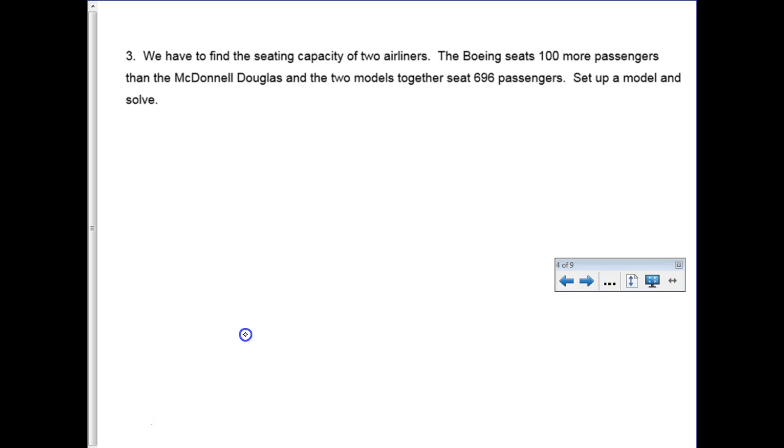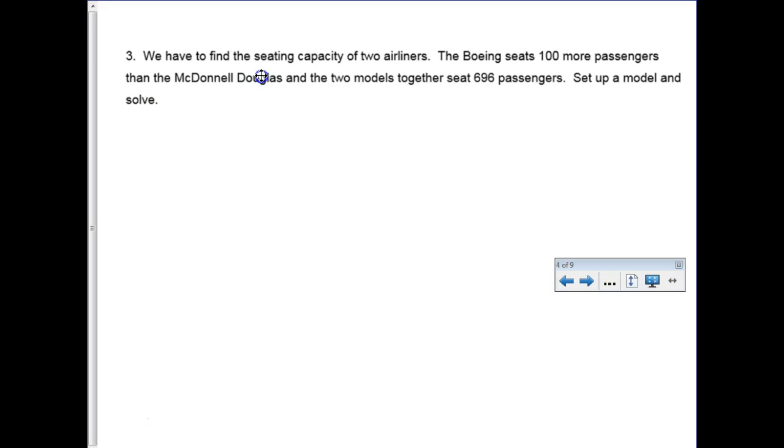All right, we have two airplanes. We have Boeing, which seats 100 more passengers than the McDonnell Douglas, and the two models together seat 696 passengers. Set up a model and figure this out. We have two different airplanes here, and technically we could set it up with two different variables. Let's set it up that way for now, and then I'll show you another way. Before I do that, I need a verbal model.